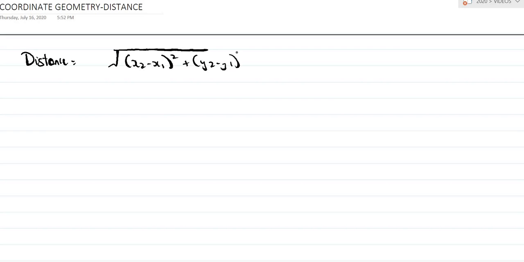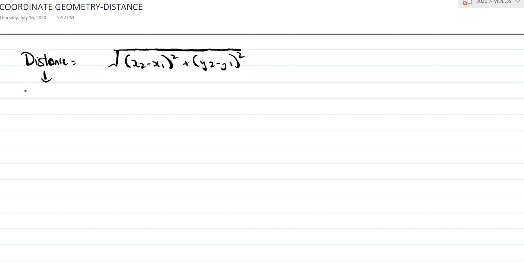Everyone. In today's topic, we'll talk about how to find distance in coordinate geometry. So first of all, let me tell you what is the formula for the distance. Distance is equal to under root x2 minus x1 whole square plus y2 minus y1 whole square.